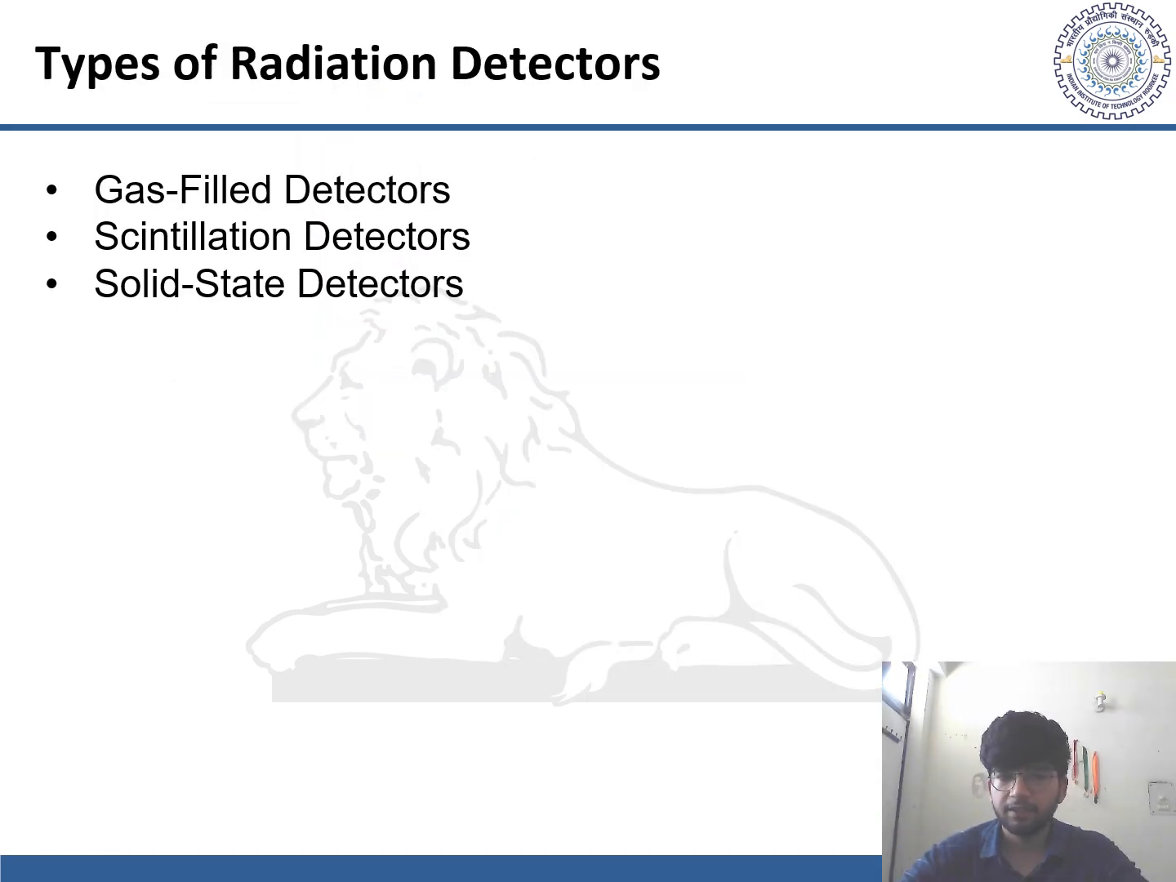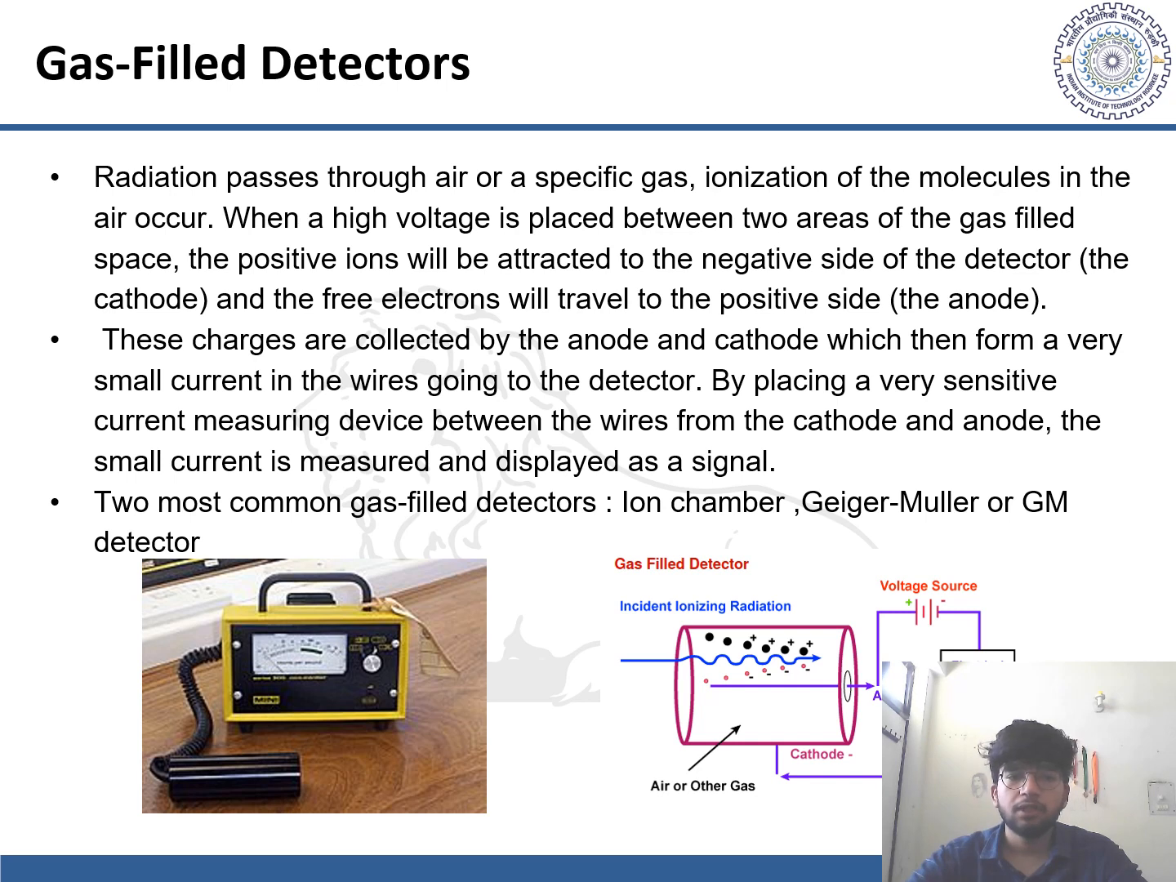Types of radiation detectors: gas filled detectors, scintillation detectors, and solid state detectors. So let's talk about gas filled detectors. The radiation passes through the air or specific gas filled in this. Ionization of the molecules in the air occurs when high voltage is placed between the two areas of the gas filled space. The positive ions will be attracted to the negative side of the detector, that is the cathode, and the free electrons will travel to the positive side, the anode.